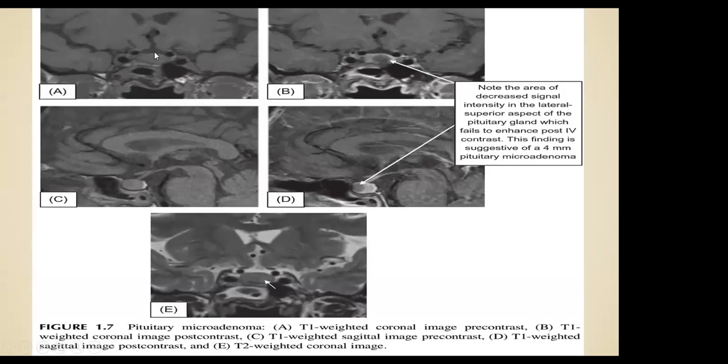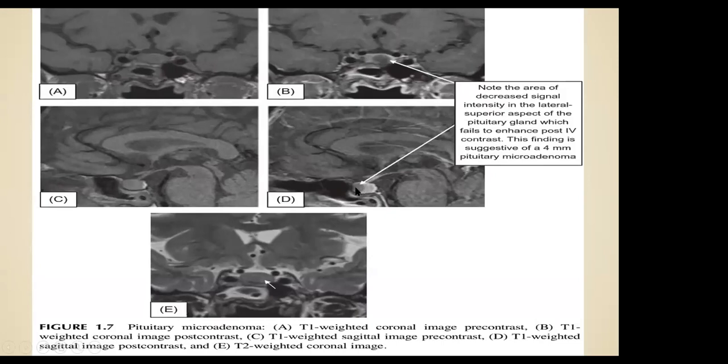As you see here, there is a bulge on the left side and a convexity of the diaphragmatic sella. Post contrast, we see a rounded hypointense lesion surrounded by hyperintense normal tissue of the pituitary gland. This represents the microadenoma with delayed enhancement. And this is the sagittal section. As you see here, this is the bulge, and this is the post contrast showing the delayed enhancement, and this is in the T2.